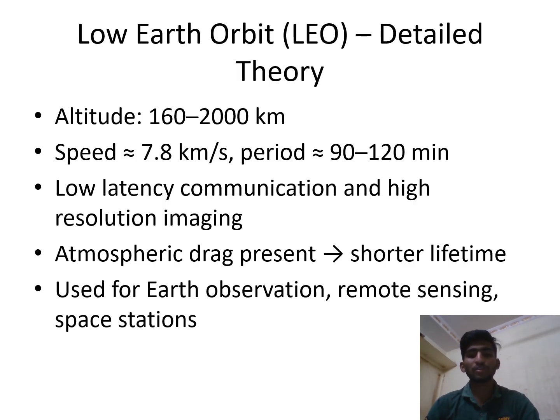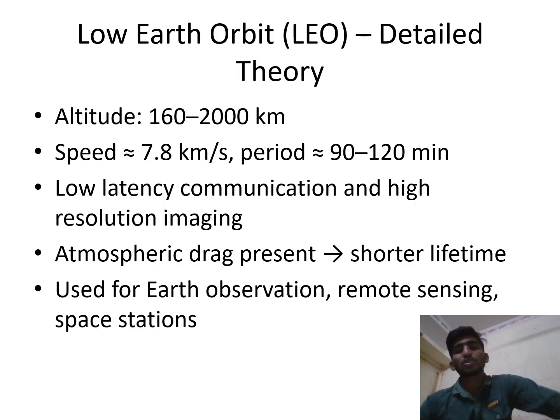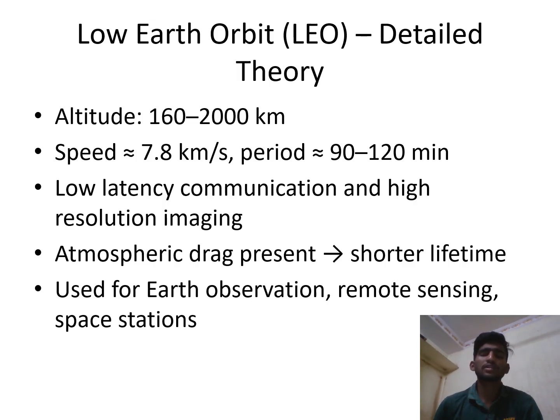First one, LEO. LEO means low Earth orbit. The altitude is 500 to 2000 kilometers above the Earth. The orbital speed is about 7.8 kilometers per second. It takes 90 to 120 minutes to complete one revolution around the Earth. LEO offers low latency communication and high resolution imaging. The latency in LEO is a short delay of a few milliseconds.